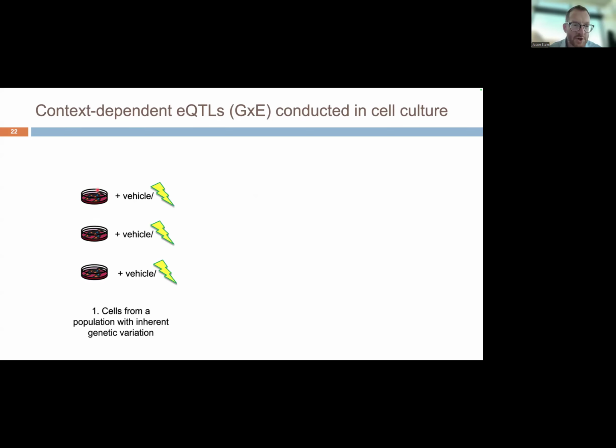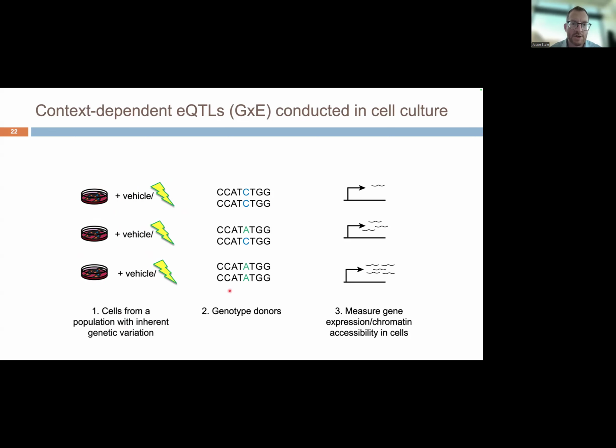Okay, so here we're going to use a similar study design to previous, but instead of just culturing our cells in the absence of any stimulus, we're going to add both a vehicle and some stimulating condition to all of our different cells. These cells have inherent genetic variation that we've already genotyped, and then we measure gene expression or chromatin accessibility in all these cells. What we think this gives us is context-dependent eQTLs, which another way of calling this is that we're doing gene by environment interactions conducted in a dish, so G by E's in a dish.